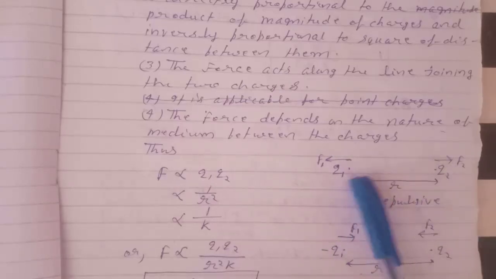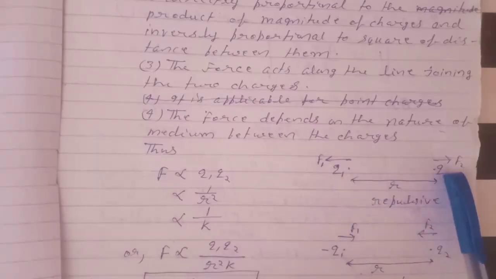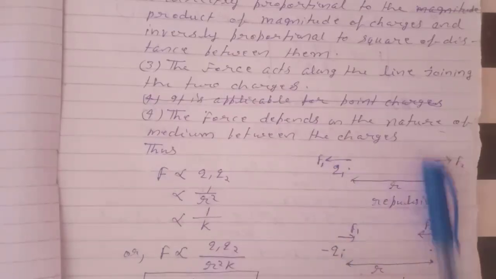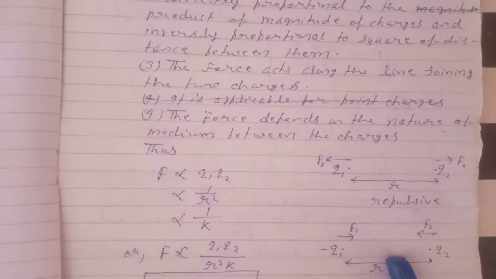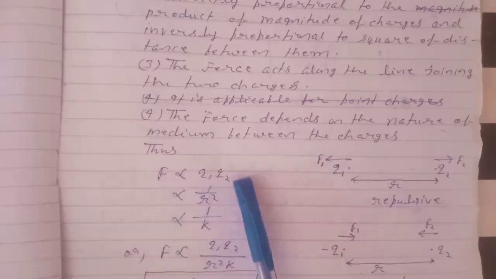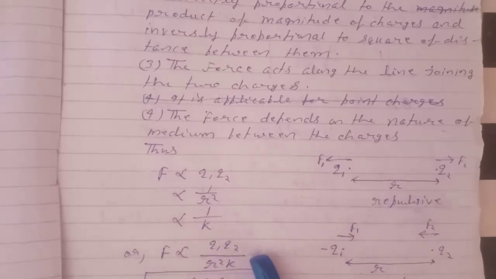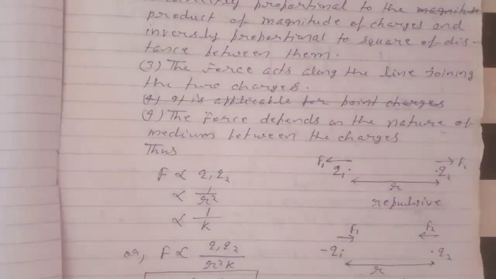Consider two point charges Q1 and Q2 at distance R. If they are of the same nature of charge, there will be a repulsive force. If they are of opposite nature, there will be an attractive force. Now the force is given as F proportional to Q1 into Q2, proportional to 1 by R square, and proportional to 1 by K. So F is proportional to Q1 Q2 by R square into K. Hence F equals A into Q1 Q2 by K R square, where A is the proportionality constant and K is the dielectric constant of the medium, which characterizes the property of the medium.